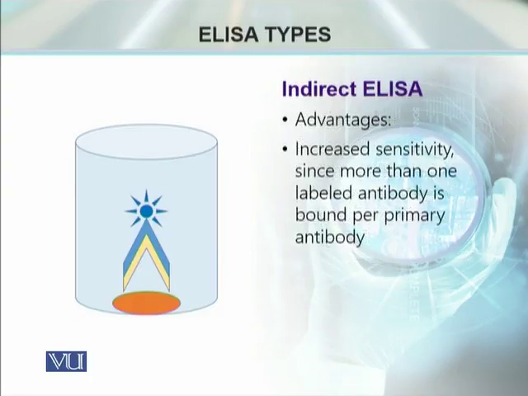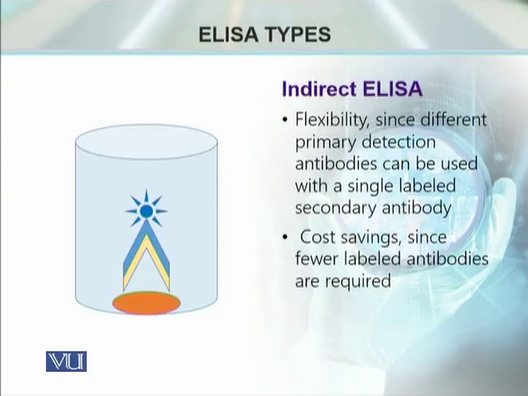This method also has advantages over the direct ELISA because it involves more than one antibody and it has increased sensitivity. This method also has some flexibility because the secondary antibody can be used with different types of primary antibodies, and at the same time this becomes cost effective, as we don't have to purchase a new secondary antibody every time. We can use the same secondary antibody. The only thing we need to arrange or purchase is the primary antibody, which is specific for a specific antigen.